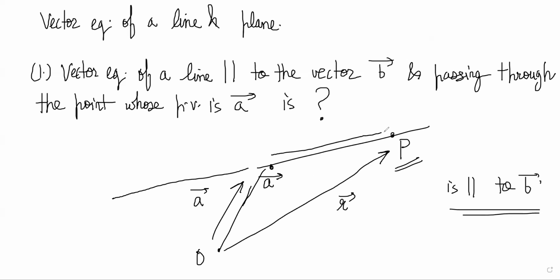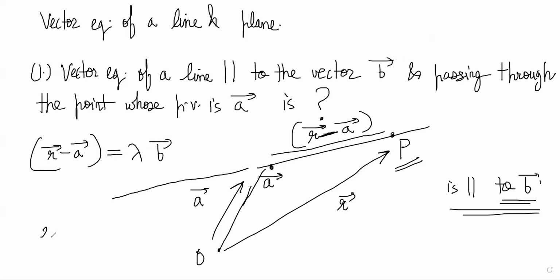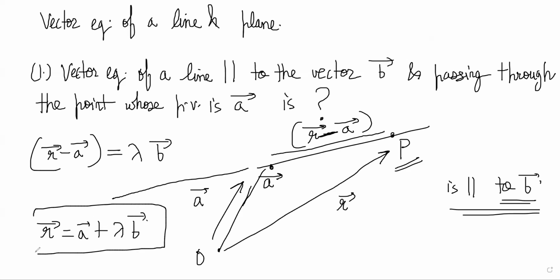So this segment here can clearly be written as R minus A, right? This segment is supposed to be the segment on the straight line. And since R minus A is going to be parallel to B, I can write R minus A is equal to lambda times B. And from here I get R is equal to A plus lambda B. And this gives us the position vector of an unknown point on a line if that line passes through a point A vector and is parallel to a vector B, right? So that is my vector equation of a line.